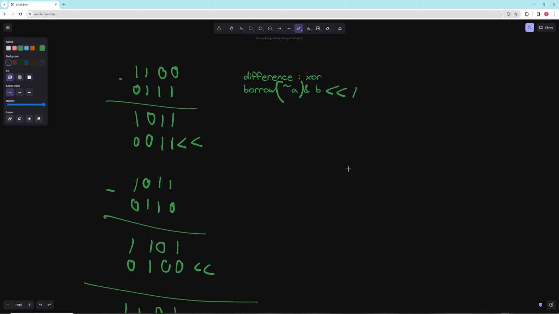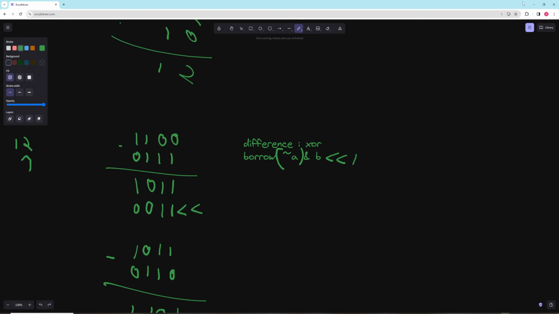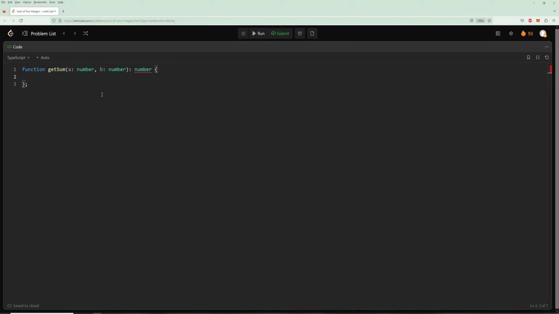Okay, so now we're going to code it up, and essentially what we are going to do is write 2 functions now, right? So this sum and difference function, they're going to be very similar. So we're going to write these 2 helper functions. We can actually write them even outside of this. So we can say sum is a function that takes a, which is a number, and b, which is a number, and it returns a number.